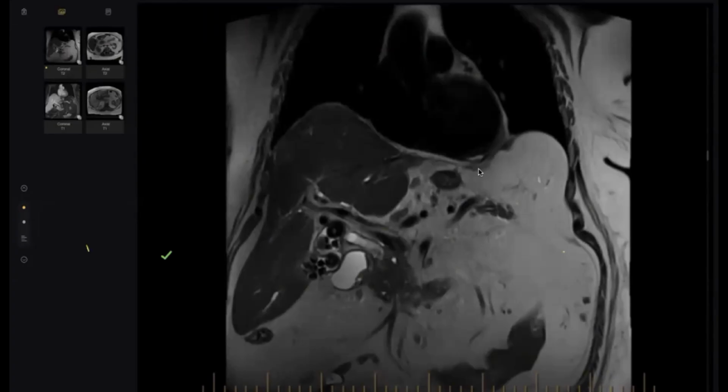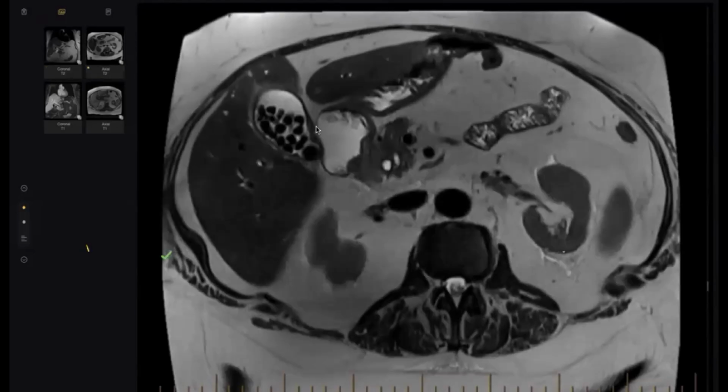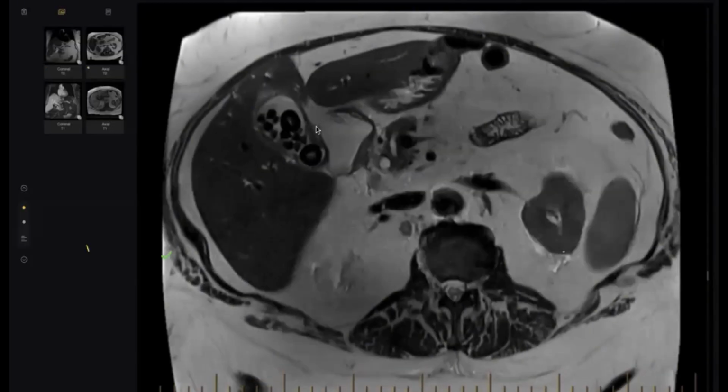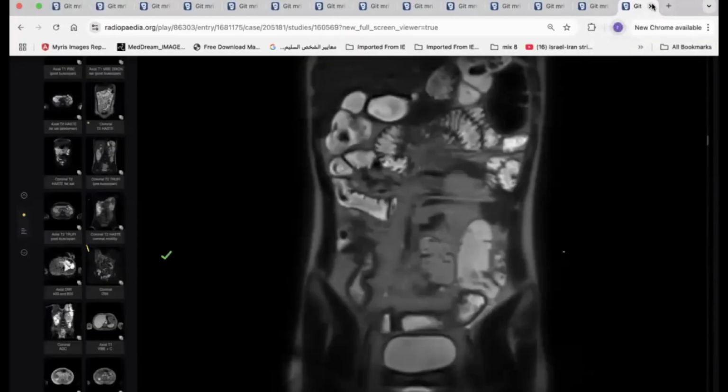Again, see, this is the thickening here, thickening of the second part of the duodenum. I think here the pancreatic duct is not so much dilated, just the distal part here. We must measure it. Thank you so much. Next candidate.